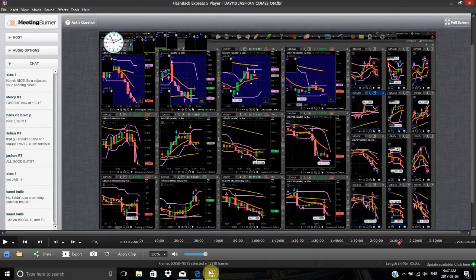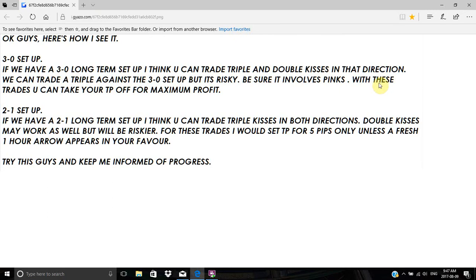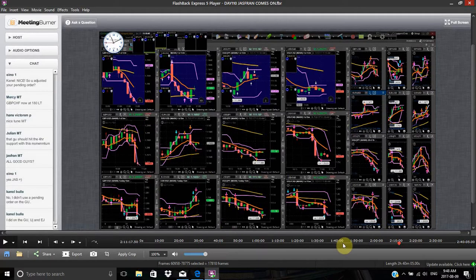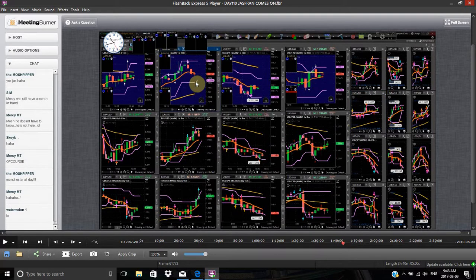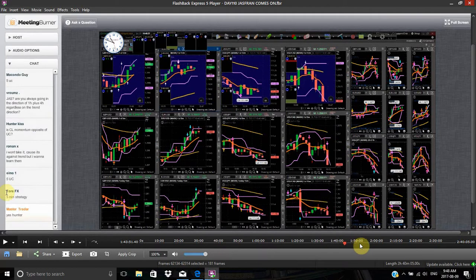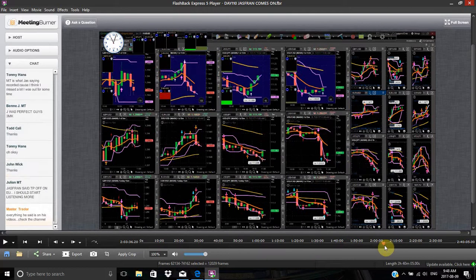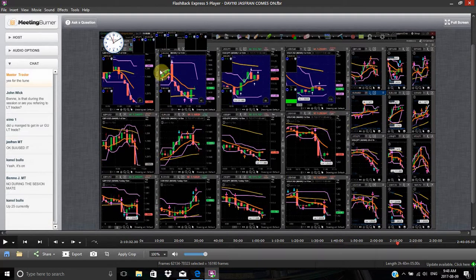Now, I hope that made sense, because we're going to the next example. With these trades, you can take your take profit off for maximum profit. So what we would have done, it's very simple and very smart, I think: you keep take profit open. You take a trade, and you keep it open all the way until you see this. Then you cancel your trade, and that whole boom would have been all yours. I'm going to guess that's anywhere from 10 to 15 pips, maybe 8 pips. Anyways, next example.